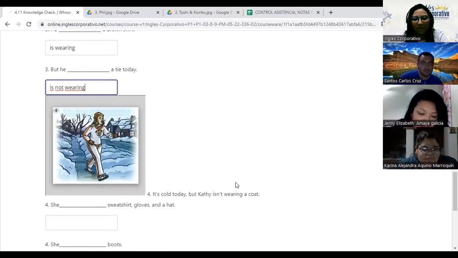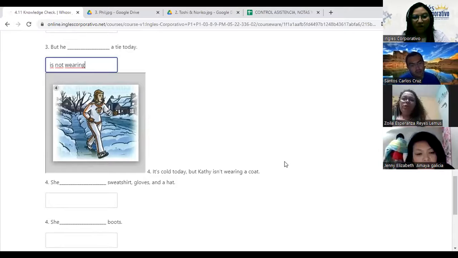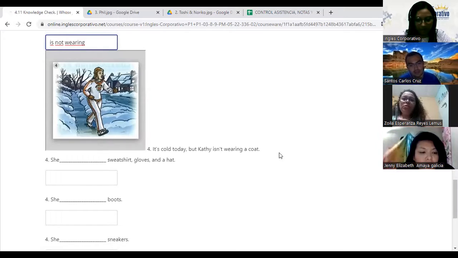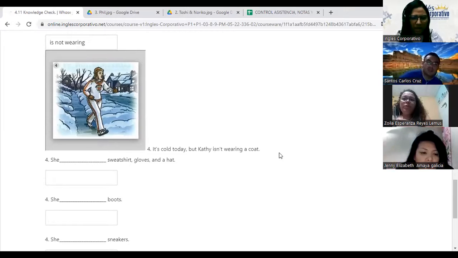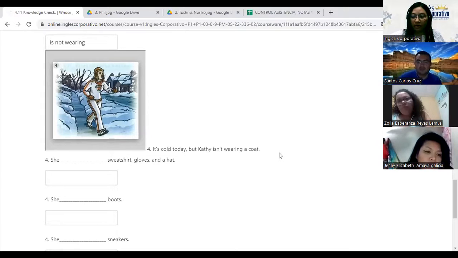Bien. Number 4. Look at this girl and what's going on. ¿Qué está pasando en number 4? Paul. Exercise. Aquí, picture. Katie. ¿Qué está pasando con Katie? It's cold today, but Katie isn't wearing a coat. She. Sweatshirt, gloves, and a hat.